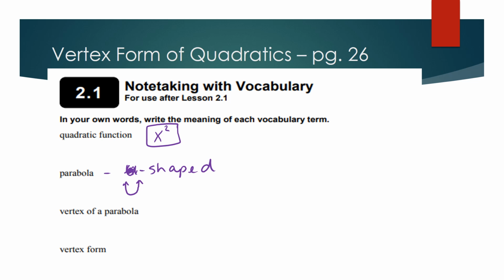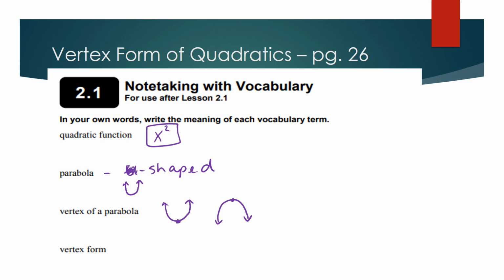The vertex of a parabola is when you draw that parabola, you could have one facing up, and your vertex would be here. You could also have one facing down, and your vertex could be here. I think most of this is information you already know.